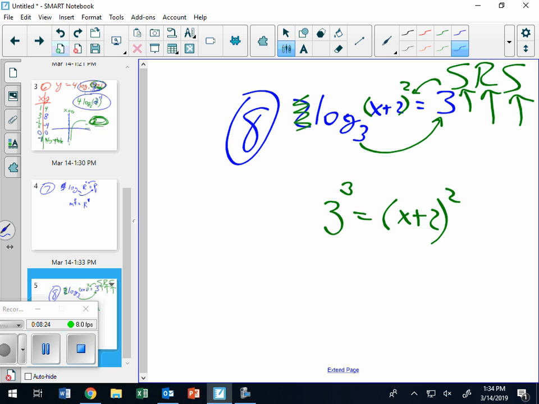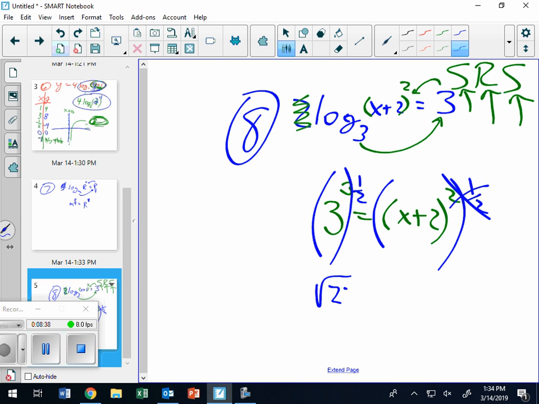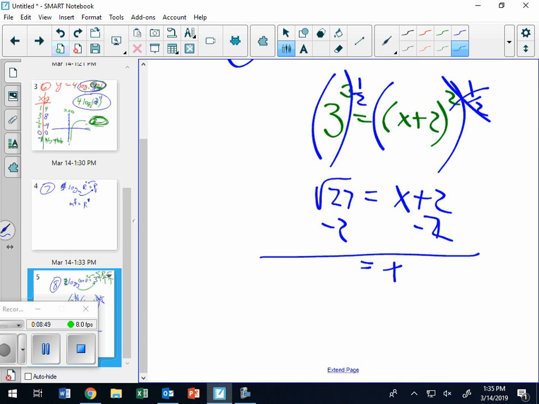And now I'm going to put it to the power of 1/2. Power of 1/2 cancels. And I have 3 to the 3rd to the 1/2. That's 27, and then it's the square root of 27. I don't know exactly what that is. If you guys have a decimal for it, that's great. And then I'm going to subtract 2 from both sides. And the x comes out to be whatever the square root of 27 minus 2 is. 3.1196. Anybody verify that? All right.